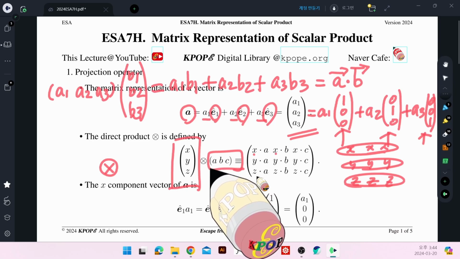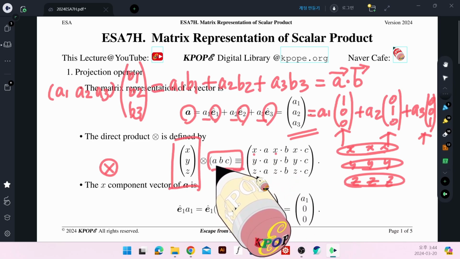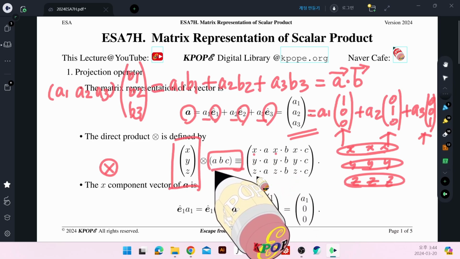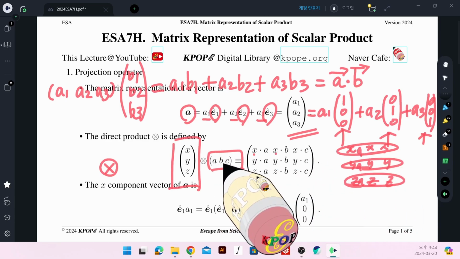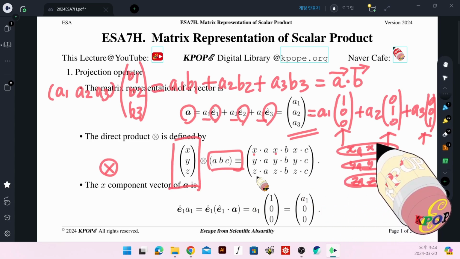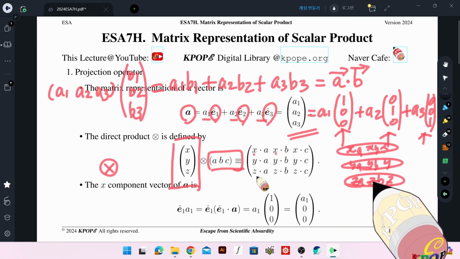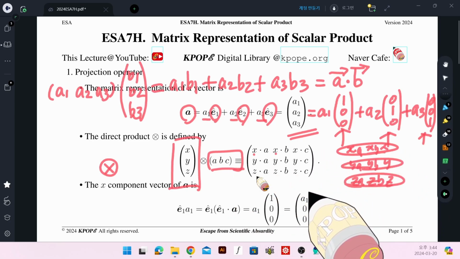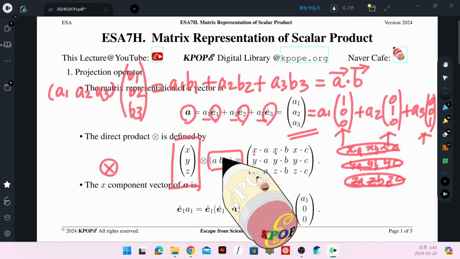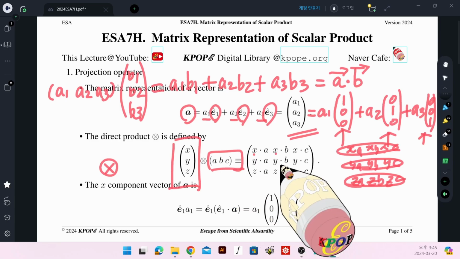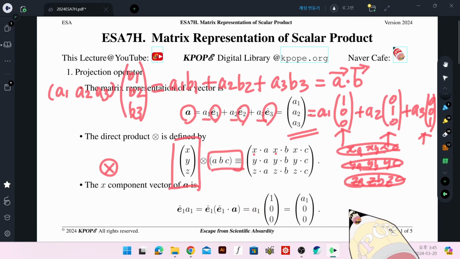And then we have a row vector on the right side that determines the first column has the factor a. The second column has a factor of b, b, b. And the third column has c, c, c. This way of defining a direct product can be extended to an arbitrary number of dimensions. But let us focus on the 3x3 case.